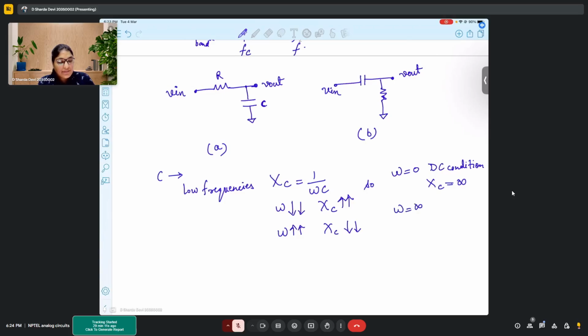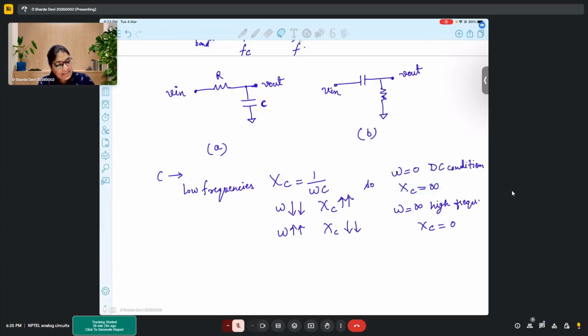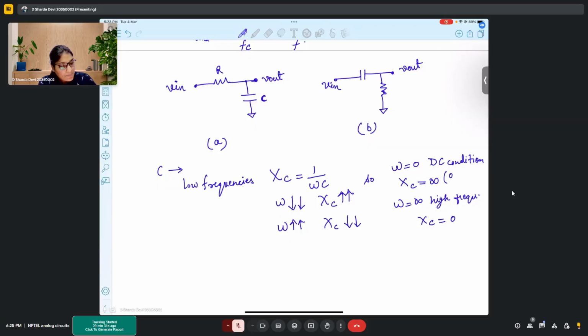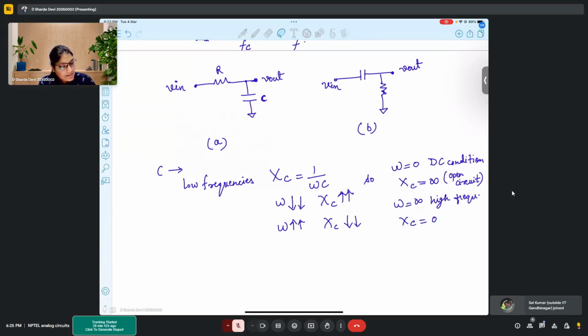Similarly, omega equal to infinite is a very high frequency signal. So for the high frequency condition, my Xc becomes 0. So if Xc is infinite, the condition is that of an open circuit, correct? And for Xc equal to 0, the condition is that of a short circuit, right? This is something we all know. Now, how to analyze our circuit based on this?